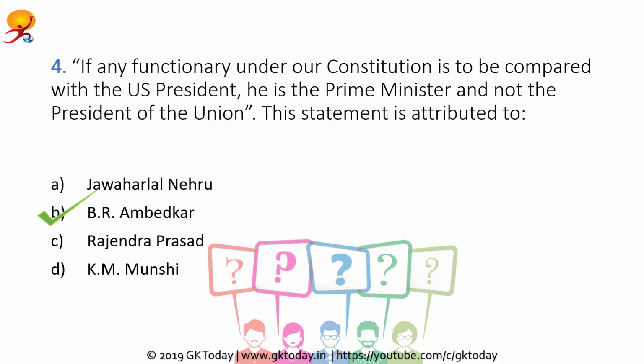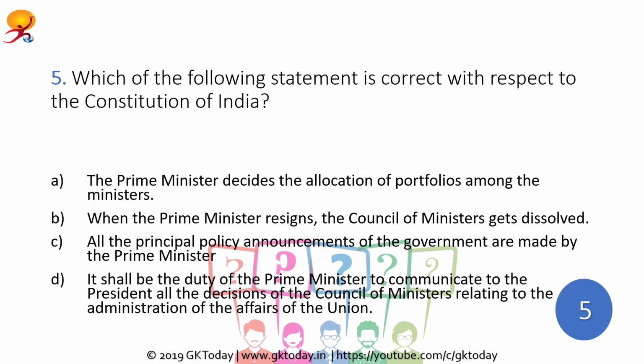Under the Westminster model or the British model of government, policy formulation and decisions on important matters are the responsibilities of the ministers. And despite the constitutional provisions of the Westminster model of cabinet government in India, the Prime Minister is the undisputed chief of the executive. Which of the following statements is correct with respect to the Constitution of India? Your time starts now.